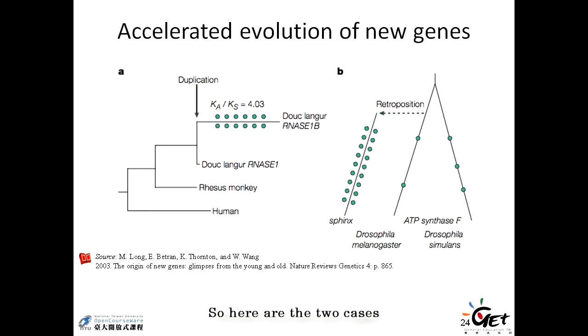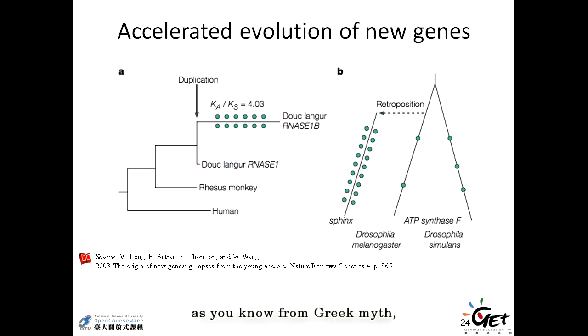So here are two cases showing accelerated evolution of the new copy of new genes. This is showing that after gene duplication, one of the lineages accumulates extra amino acid changes along that lineage. And this is a very common feature of those new genes. One of the cases is the RNase, and I think both review papers mentioned this case. The second case is another gene discovered in Drosophila by Manyuan Long's group called Sphinx.